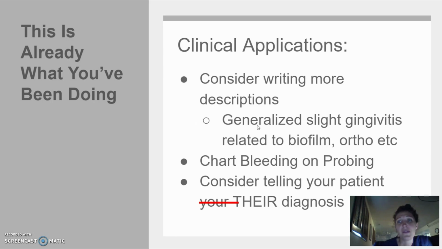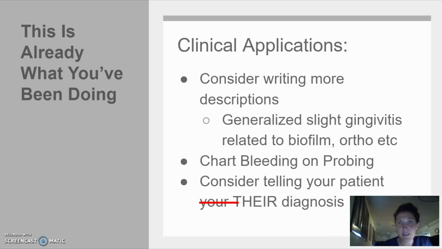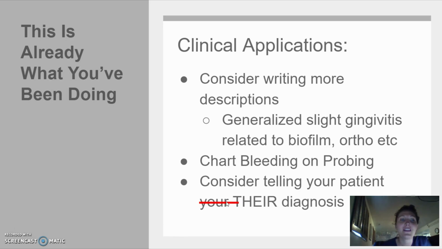So you've already been pretty much doing this. This information on gingival diseases is similar to what you've always been doing, but it allows you to write more descriptions. Make sure that you're charting bleeding on probing, and make sure you tell your patient their diagnosis. I crossed that out and said their diagnosis, because you want to remember that it's not something that you created, it's something that your patient has.